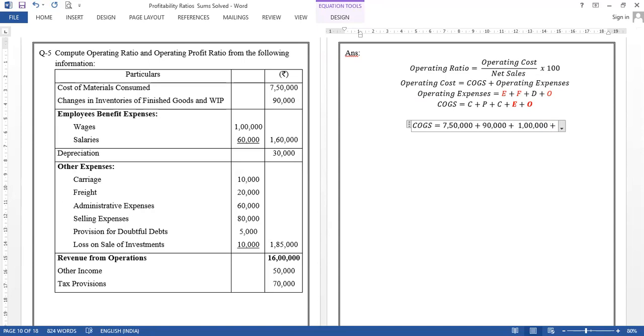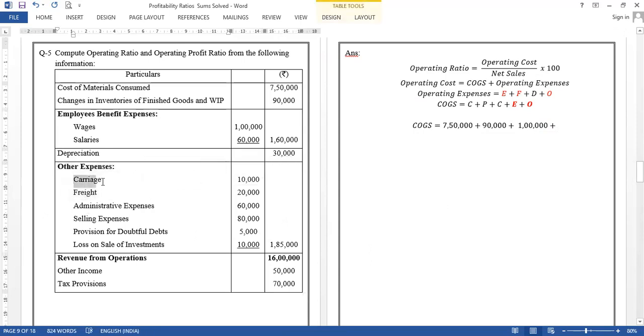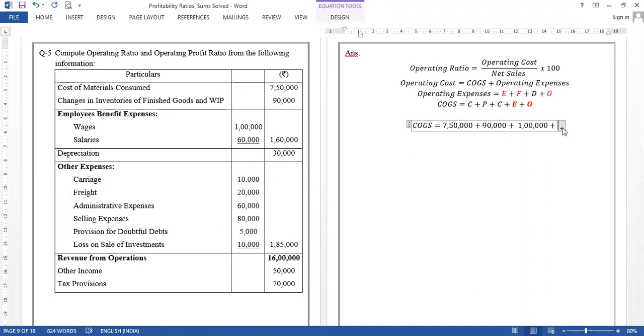And now other expenses. Other expenses, I can see that we have carriage, we have freight. Carriage and freight are the two direct expenses, and the amounts of these two are 10,000 and 20,000. So total is 30,000. So let me add 30,000 over here. So the total of COGS will be 9,70,000. Okay, this is my COGS.